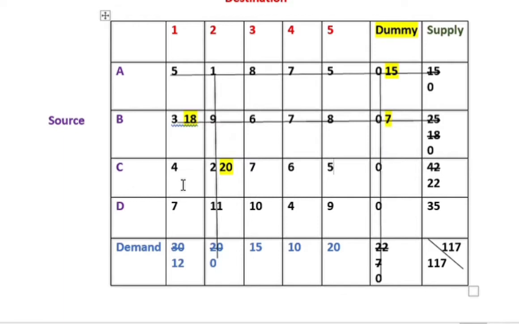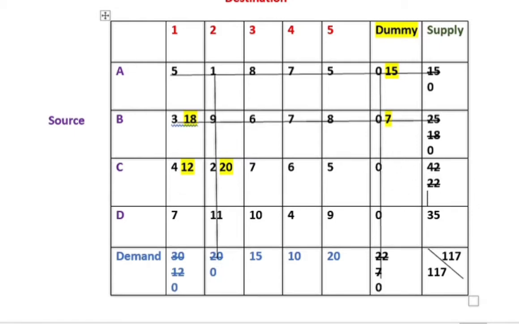For this cell there is 12 demand and 22 supply, so we can fulfill all the demand, that is 12 demand. So I will write 12 here, and now 12 minus 12 is 0. Now 0 demand will be left here, and here 22 minus 12, that is 10 supply still remains. So now here is 0, so this column will get cancelled. I will cancel it.